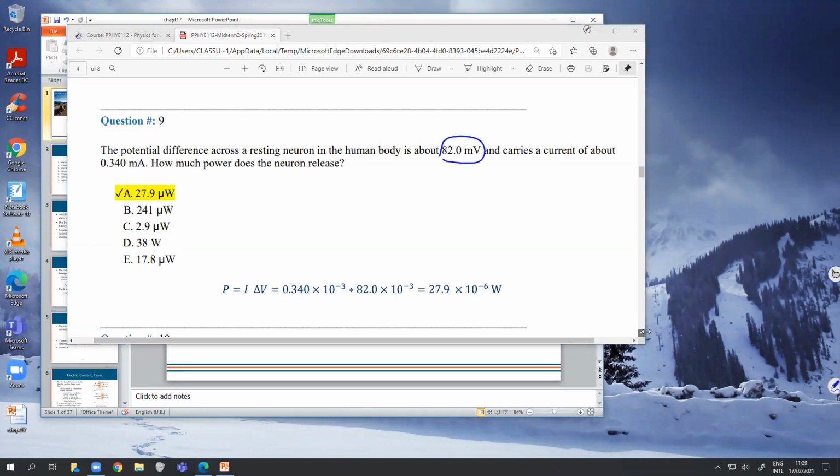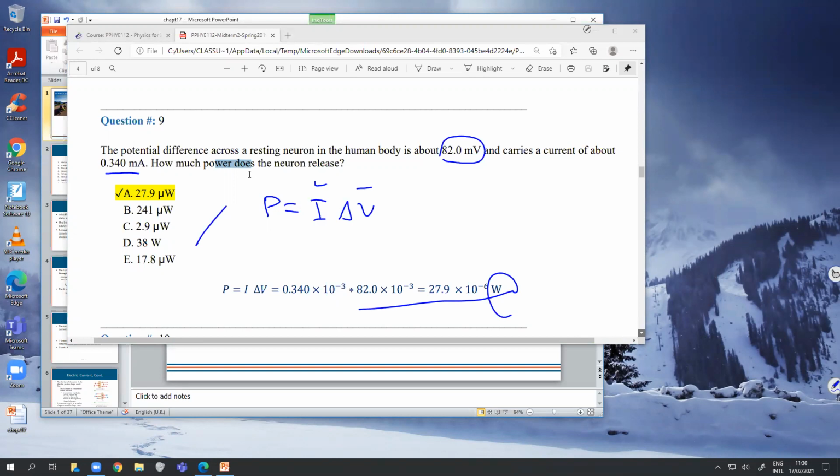It is a small voltage, but significant. We think using electric pulses. It is 82 millivolts, a 1,000th of a volt, and the current is also in milliamperes. What is the power? So you just have to remember the equation for power, I delta V. I is given, delta V is given, substitute, get the answer, done. Simple.